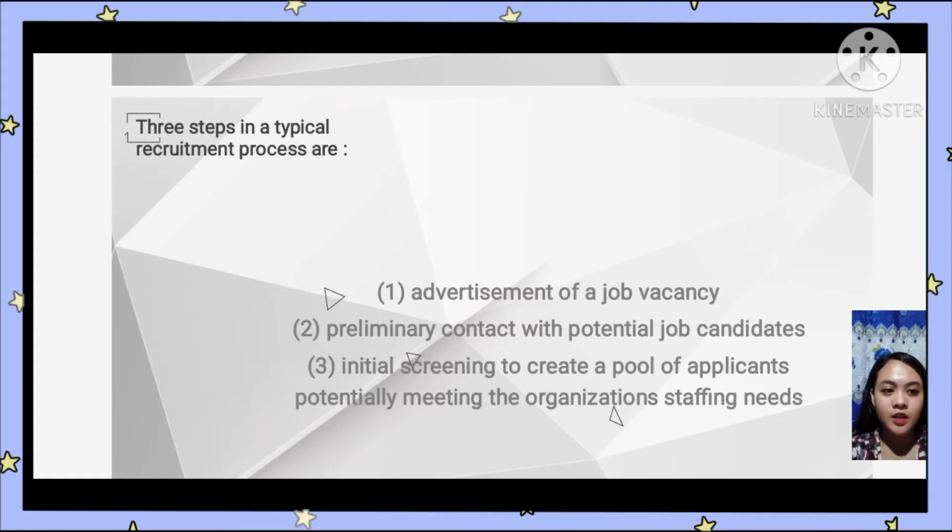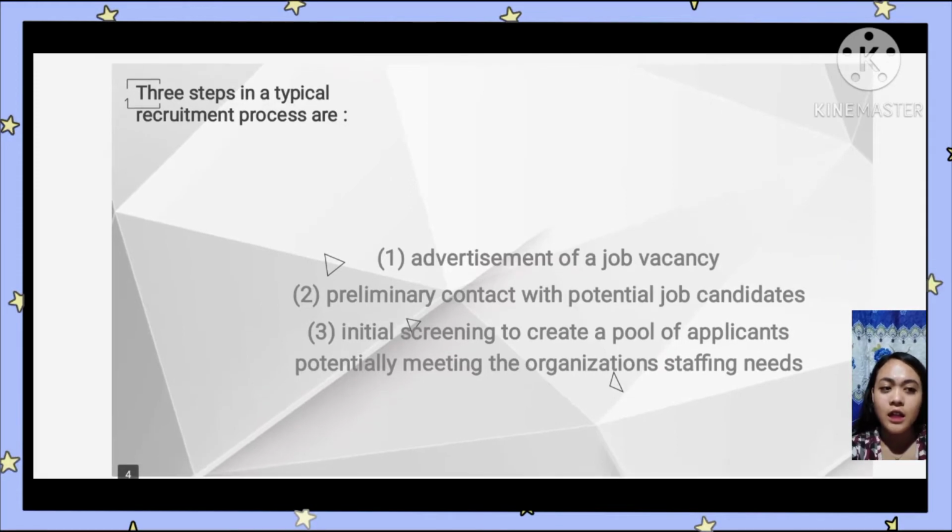Advertisement of a job vacancy is an announcement of an open job position. Its goal is to inform potential job candidates about a new opening and attract them to apply. Number 2 is preliminary contact with potential job candidates.